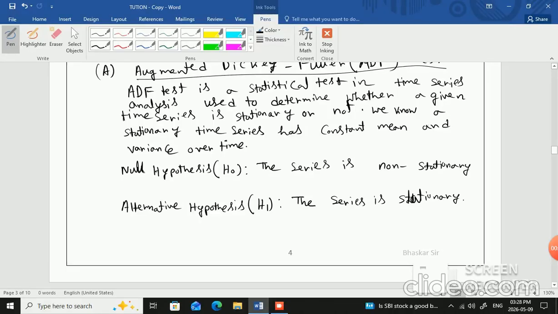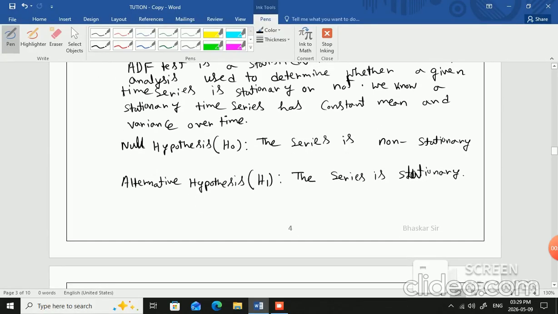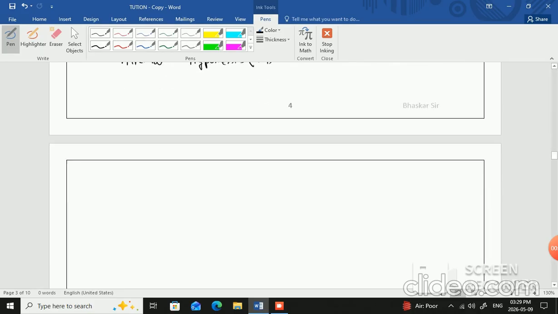In hypothesis testing, we always expect the null hypothesis to be rejected. So here we reject the null hypothesis. That means the claim that the time series is non-stationary is false, so we get the series is stationary. How to test? We test the rejection rule using the p-value. In hypothesis testing, p-value is the important part. Already you know about p-value.